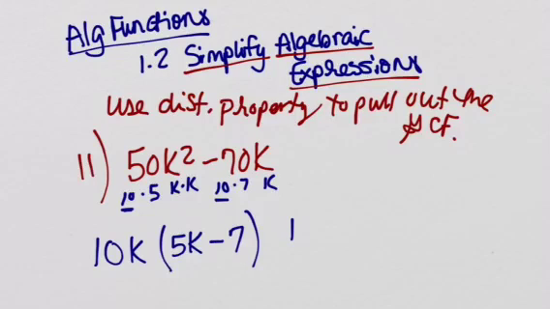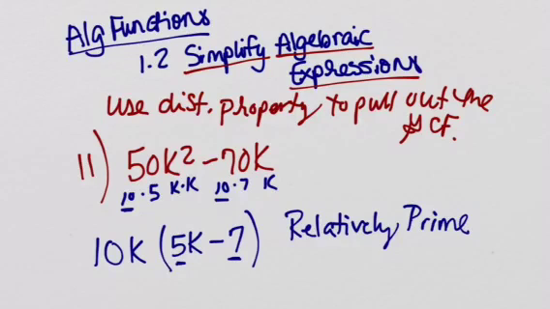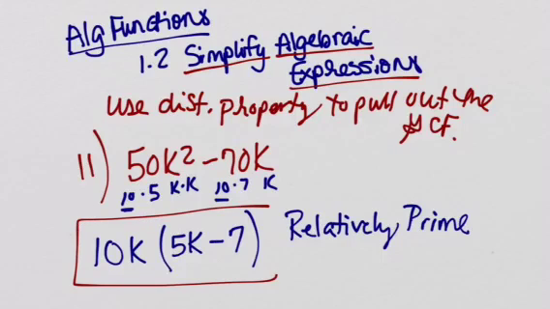The question, though, is it relatively prime? Meaning that the stuff in the parentheses doesn't have anything else in common. 5 and 7 don't have any other numbers in common besides 1, and k, only one of them has a k. So I would say yes, it is relatively prime, and that's going to be my final answer, because I undistributed to pull out the GCF, which I just underlined in red. Okay?